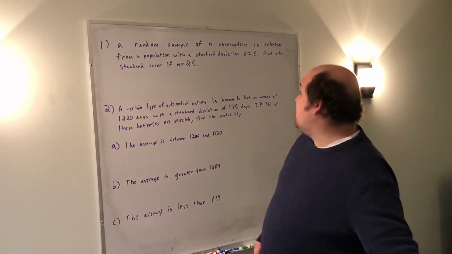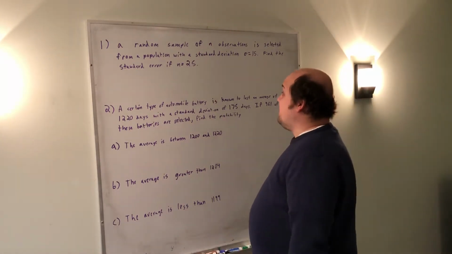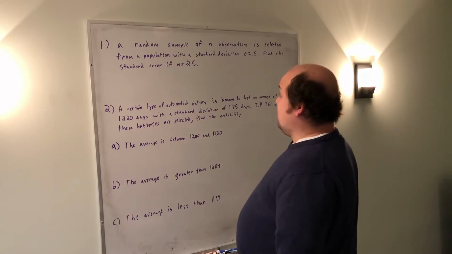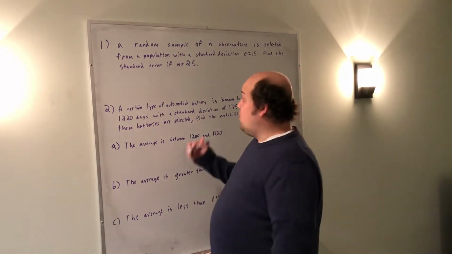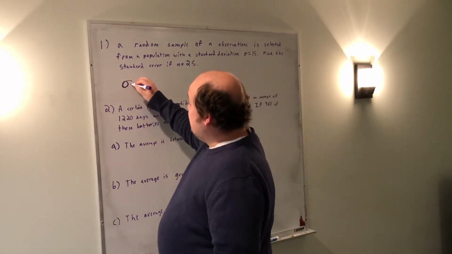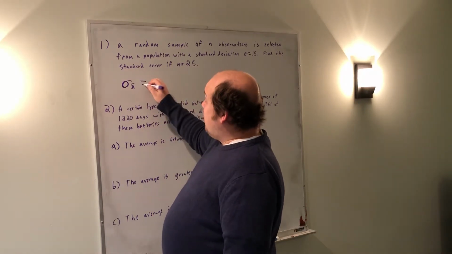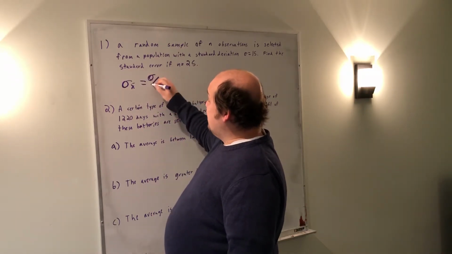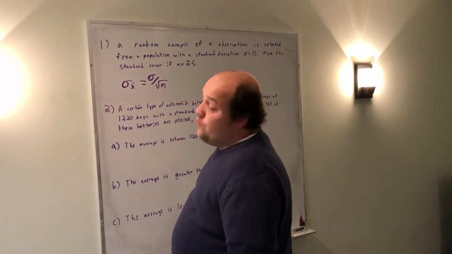Number one is fairly straightforward. It just asks me what the standard error is when I have a certain n and I have a sigma. When it says standard error of the mean here, what it really means is sigma sub x bar. If you remember our formula for that, it was the original sigma that's given divided by the root of n.